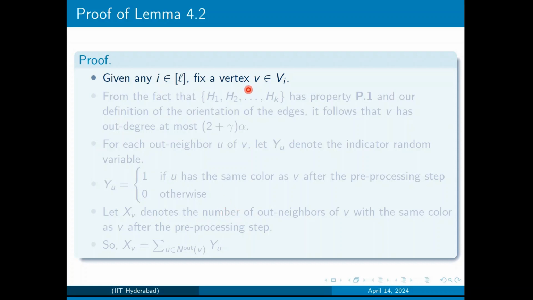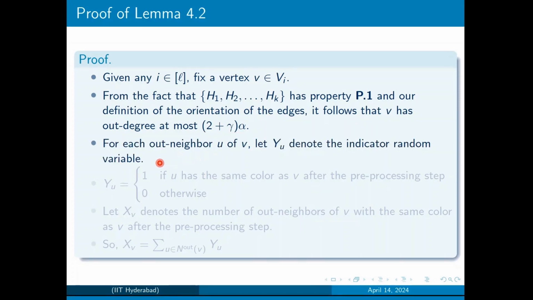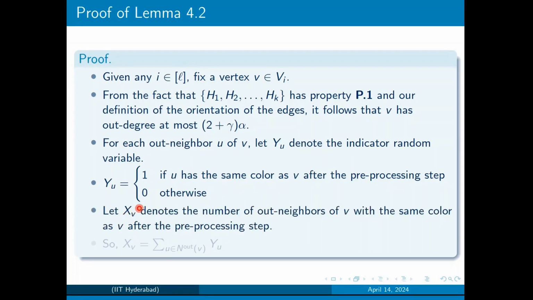It's a bit technical, but not that difficult. Let's take a random monochromatic subgraph, say Gi, and fix a vertex V in it. From the first part of this algorithm, we know that the out degree of V is at most 2 plus gamma times epsilon. Now for each out neighbor u of V, let yu denote the indicator random variable: yu is equal to 1 if u has the same color as V, and 0 otherwise. Let xv denote the number of out neighbors of V with the same color, so xv denotes the out degree of V in that particular monochromatic subgraph Gi. We define xv as the summation of yu, where u belongs to N out of V.